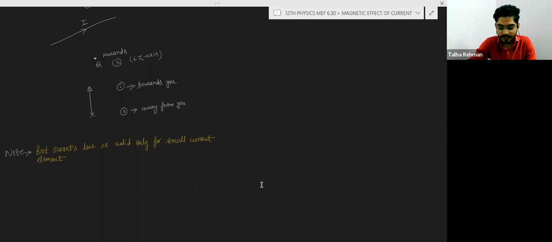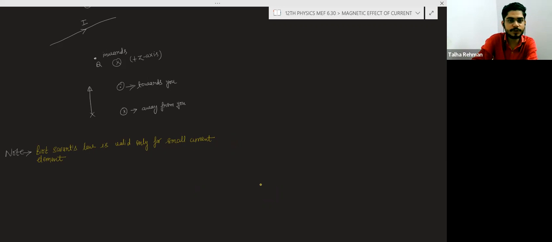So actually, one thing you can do, if you know what Coulomb's law is: Coulomb's law is for point charges, and in Coulomb's law what we were finding was the electric field, and here it is the magnetic field. There it was a point charge, meaning a very, very small charge. Here it is a small current element, meaning a very small current element.